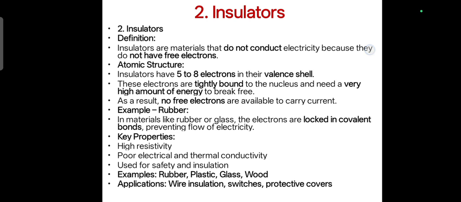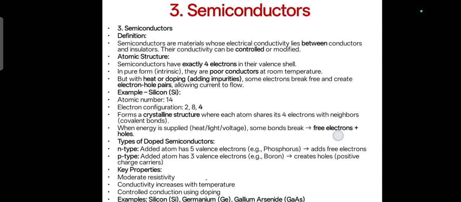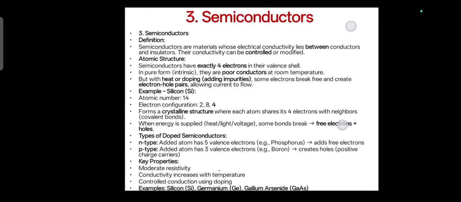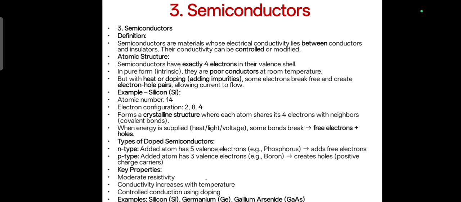Now let's discuss the semiconductor. Semiconductors are materials whose electrical conductivity lies between conductors and insulators. Their conductivity can be controlled or modified. So semiconductors have both properties, that is insulating as well as conducting. So their conductivity lies in between the insulator and conductors.